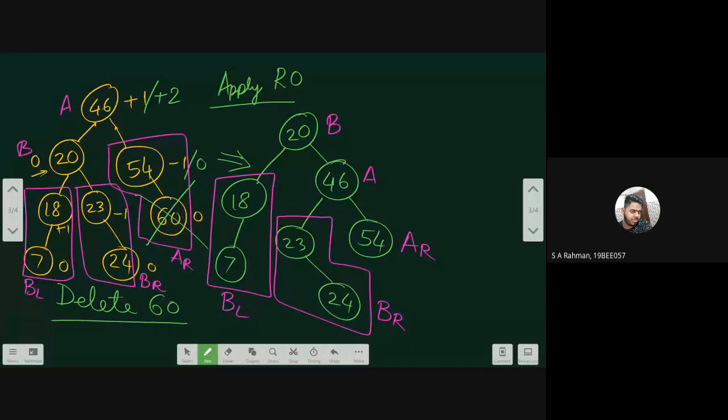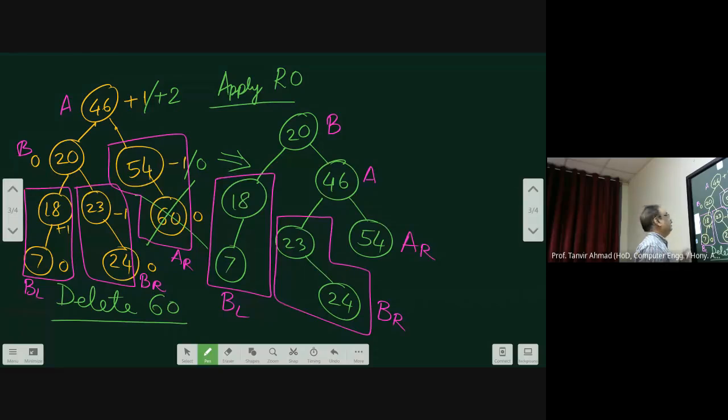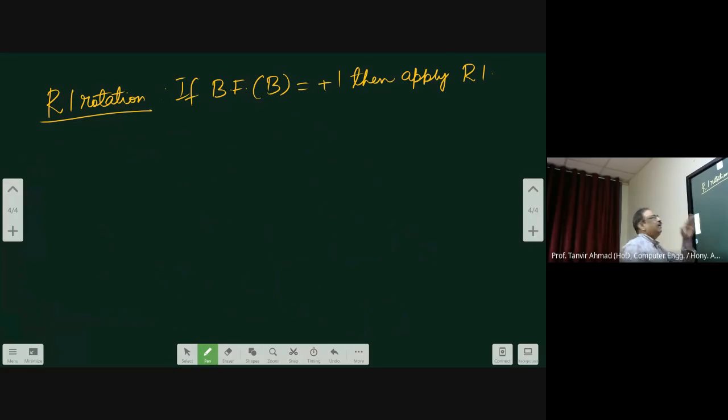Now here, what I'm trying to tell you is that when I'm going to perform an R1 rotation, you check the balance factor of B. And I am telling you again and again, B is not in the right but in the left. Now it means that when you are deleting in the right, you check the balance factor of left.